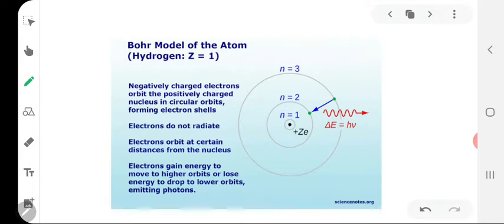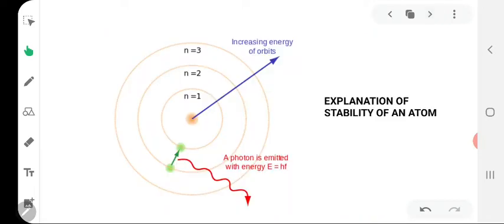So based upon this idea, this is how the model for hydrogen atom was proposed by Sir Niels Bohr. He actually successfully explained certain observations, primarily observation of spectral lines of hydrogen atom. You shall be studying about these in detail in your senior classes, but for the time being, let us quickly understand how Sir Niels Bohr gave a satisfactory explanation for the stability of an atom.